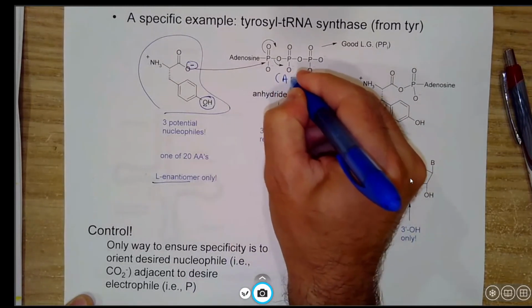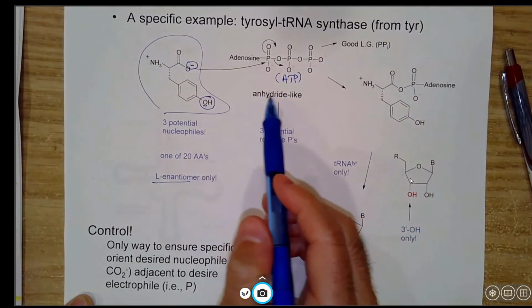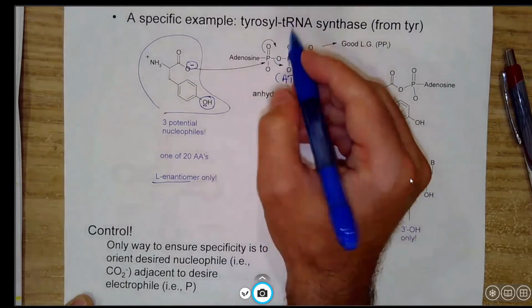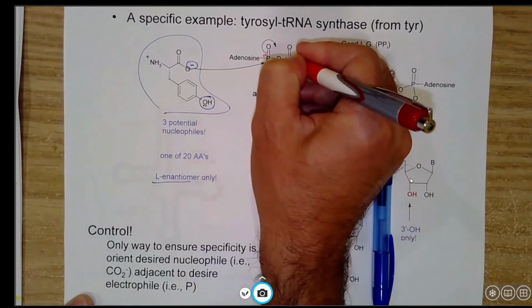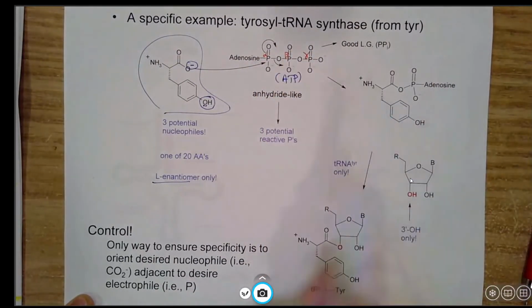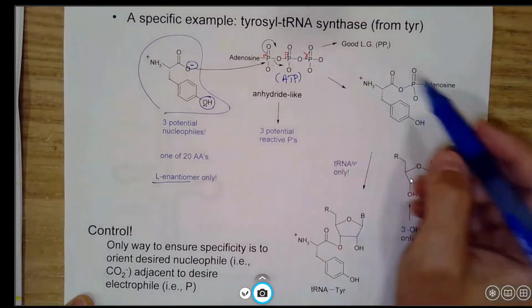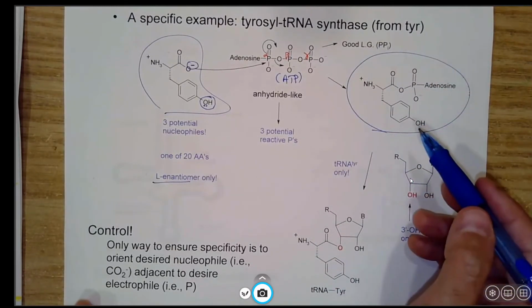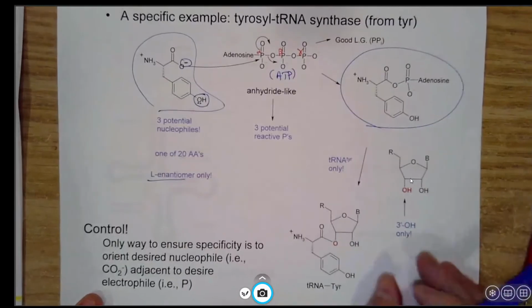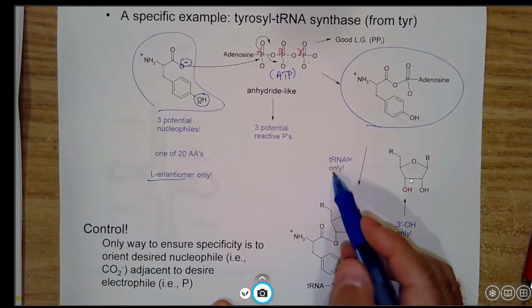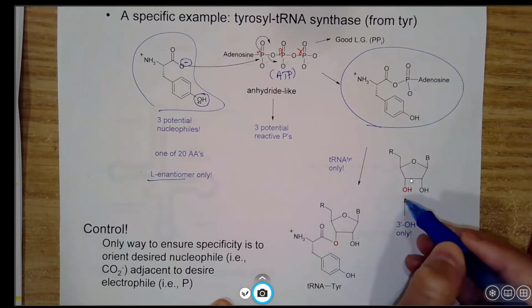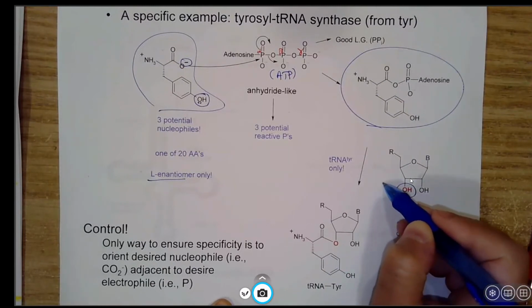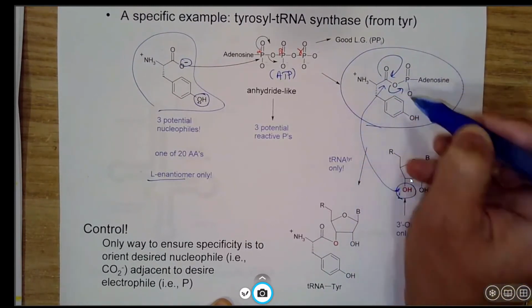It's also specific too, right? There's actually 3 potential electrophiles, 3 potential reactive phosphorus. Right, you have the alpha, beta, and gamma. It just reacts at the alpha because of how it fits within the active site of the tRNA synthetase. Then you generate this molecule here, like we've shown on the previous slide. And then this molecule now binds with tRNA, and only the tRNA tyrosine. And it's a 3' hydroxyl group that will react, okay? So this will come and react here and kick off adenosine monophosphate. Okay, so this is your phosphate ester.